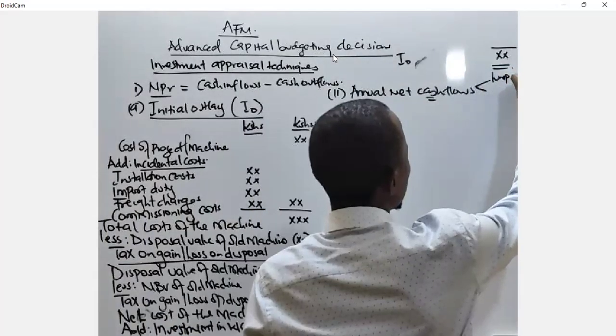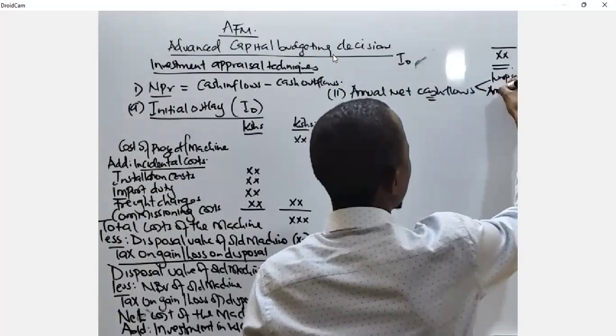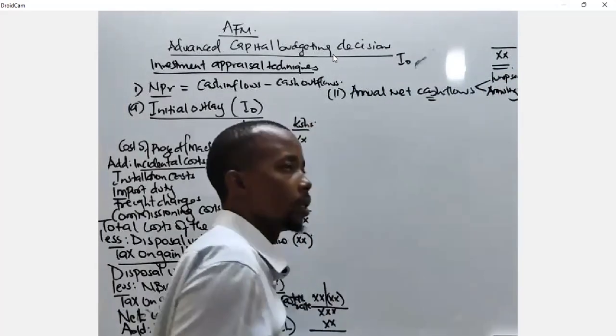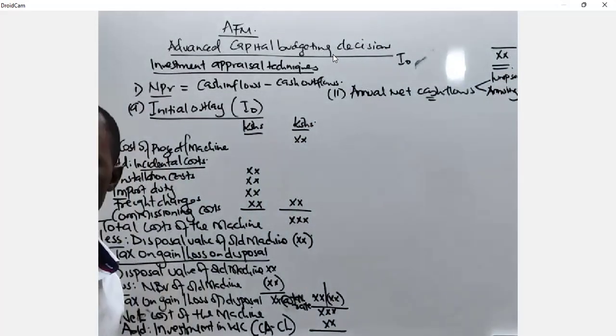Kindly, before you proceed, at the very tail end, we are adding investment in? Investment in working capital, WC. Working capital, all right. Thank you for that clarity.